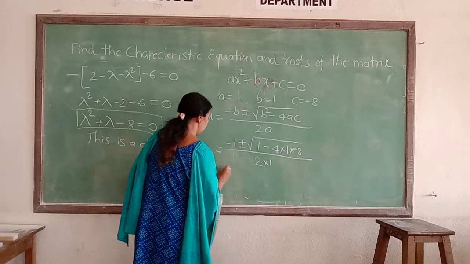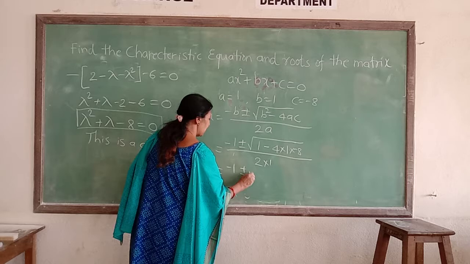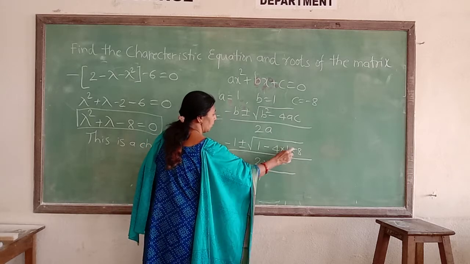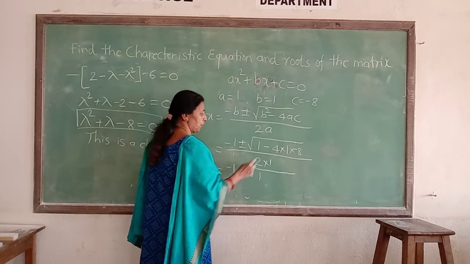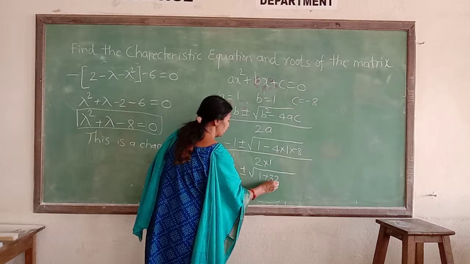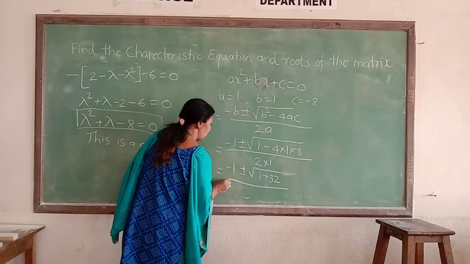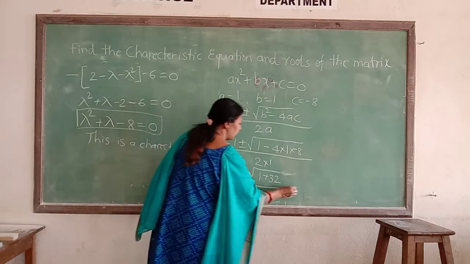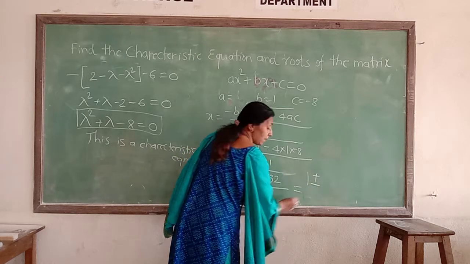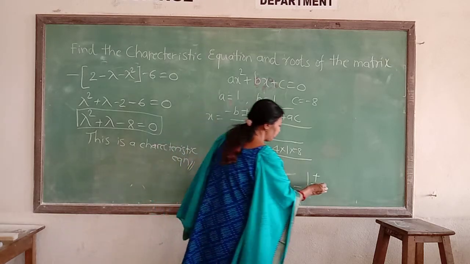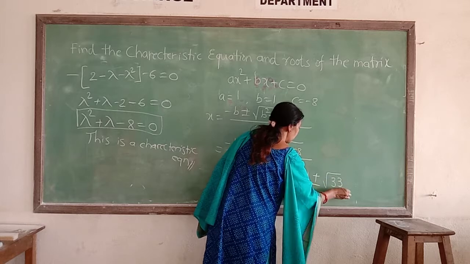2a is 1 again, that is minus 1 plus or minus square root of 1, 4 8s are 32, minus into minus plus 32. Okay, plus 32, whole upon 2a, which is 2 itself. That equals minus 1 plus or minus root of 33 upon 2.